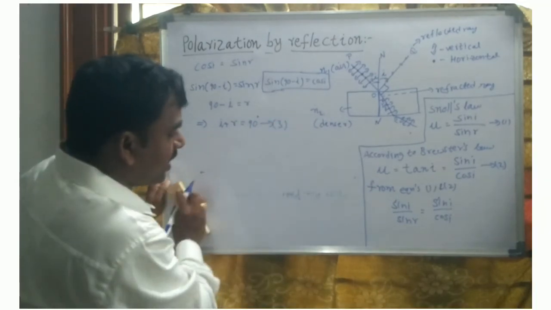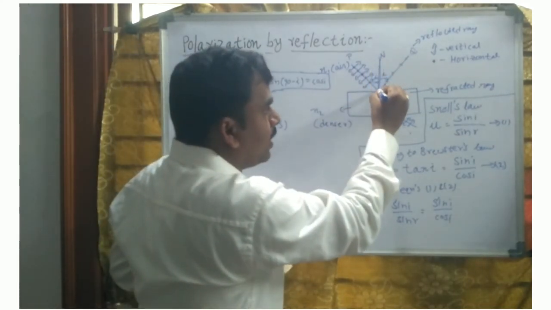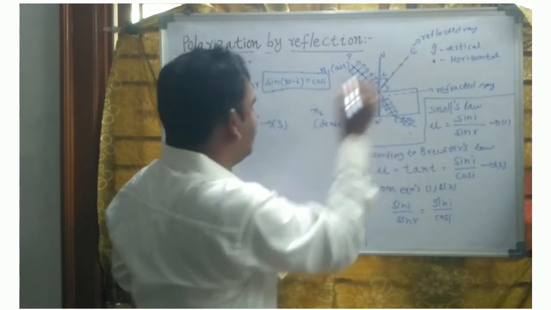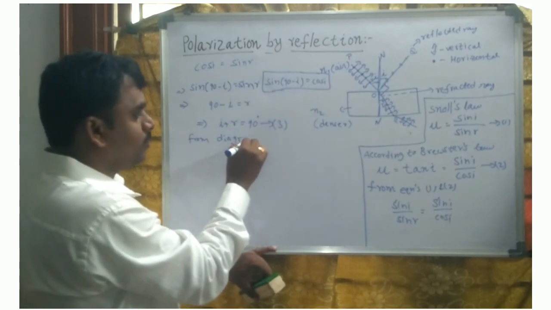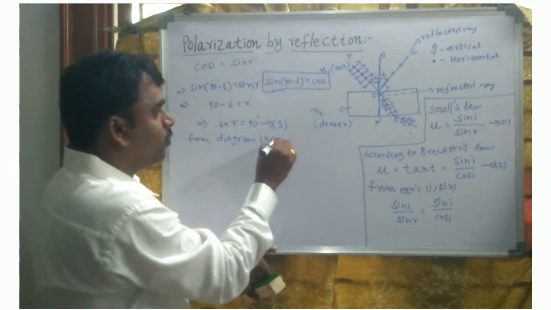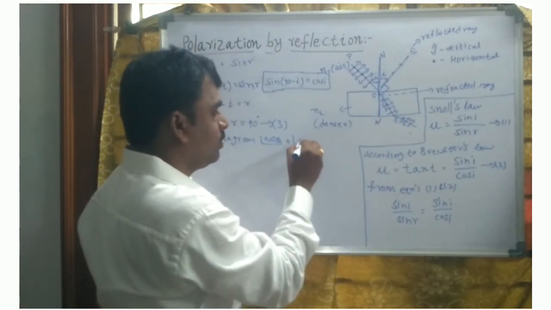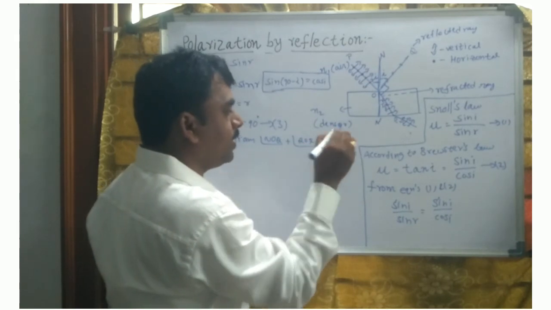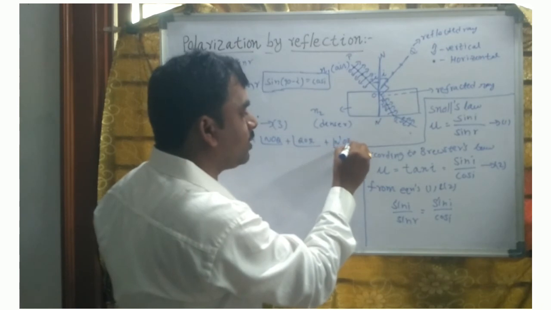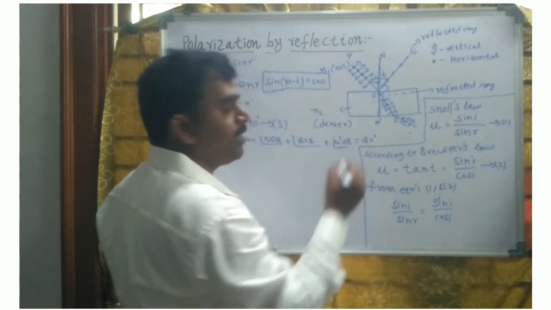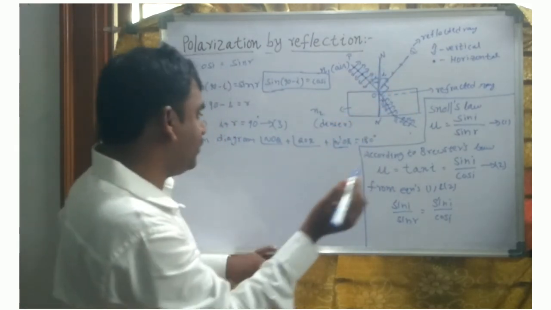Now, from the diagram, angle NOQ plus angle QOR plus angle RON dash, or N dash OR, equals 180 degrees. Is it 180 degrees or not? It is a semicircle, so 180 degrees.